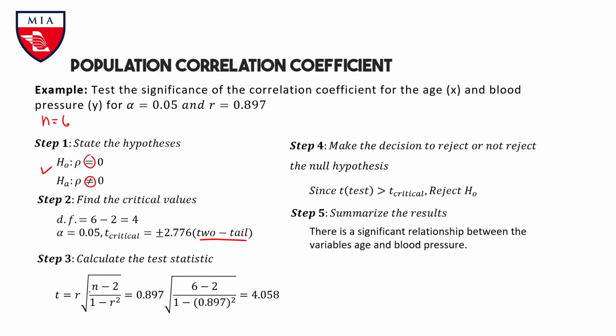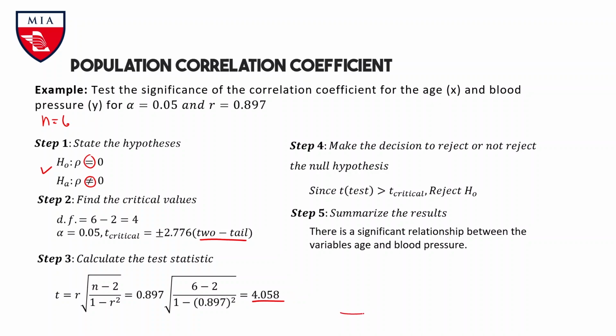Next, we need to solve for the test statistic. We have this formula here: r times the square root of n minus 2 over 1 minus r squared. If we solve this, we have the answer 4.058.